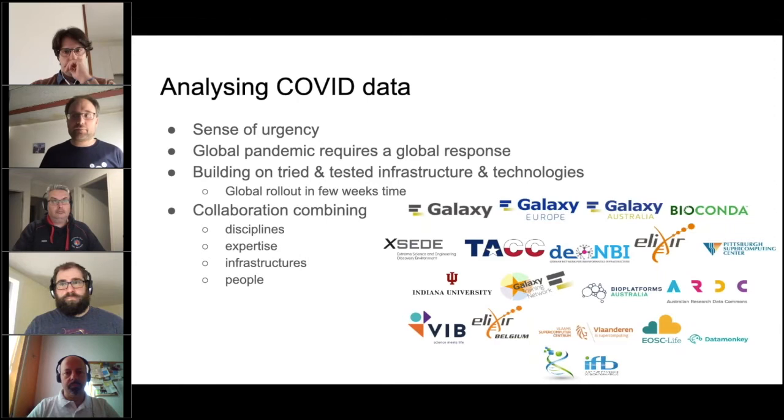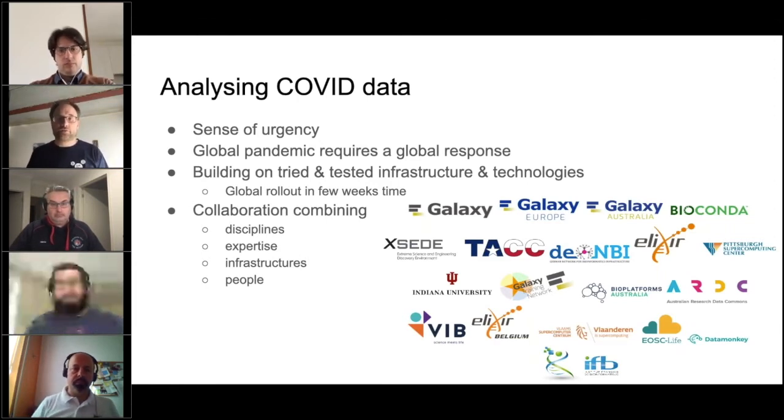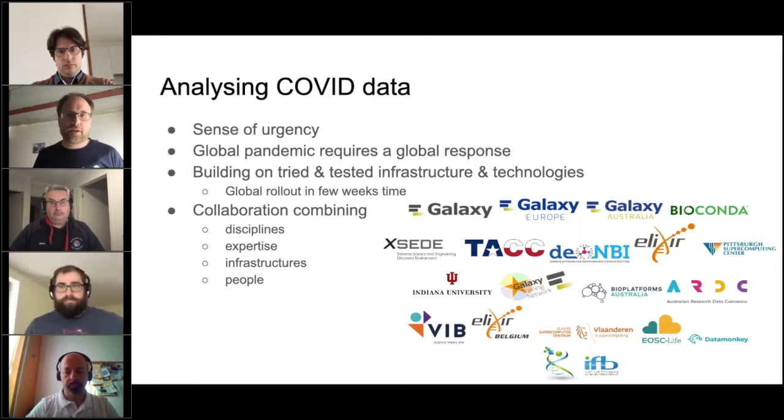So we have been building on tried and tested, proven technologies and infrastructures that are there. ELIXIR has been an important part in this, but also the Galaxy project, obviously, in this context. And this allowed us to do a global rollout of these workflows in a matter of a few weeks. And this is really a unique achievement, and I really want to thank all the people involved, because this has been a fantastic collaboration to get this working. And this collaboration has been combining a lot of different disciplines, expertise, infrastructure, and most importantly, people.